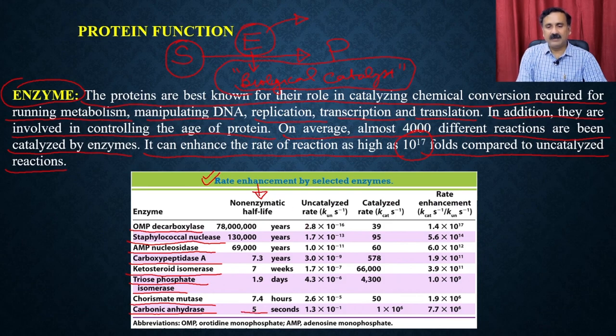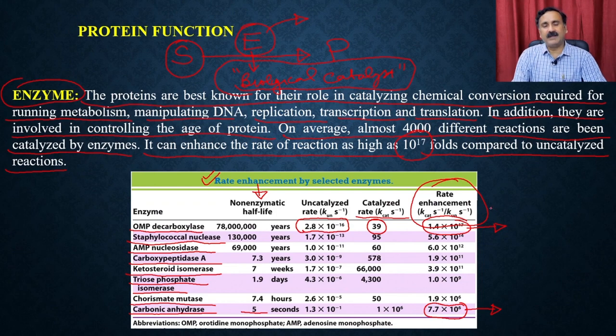And then we also have the uncatalyzed reaction rates. What you see here is that the uncatalyzed reaction rates are pretty slow, right? So they are 10 to the power minus 16. Compared to that, we have the catalyzed rate. So catalyzed rates are 39. If you see, the rate enhancement is 10 to the power 17 in the case of OMP decarboxylase. Similarly, the rate enhancements are pretty high, right? Even at the lowest, it is as low as 10 to the power 6, which is in the case of carbonic anhydrase.